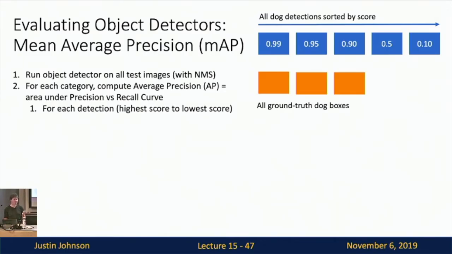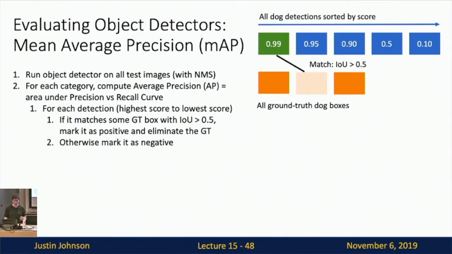So that means that maybe the highest scoring dog region across the entire test set had p dog equals 0.99. The second highest scoring dog region across the entire test set was p dog equals 0.95, and so on and so forth. And now the orange boxes represent all of the ground truth dog regions on the test set. And now we're going to march down our detected regions in sorted order of their score. And for each region, we're going to try to match it with a ground truth region, using some IOU threshold, often 0.5 is a common choice.